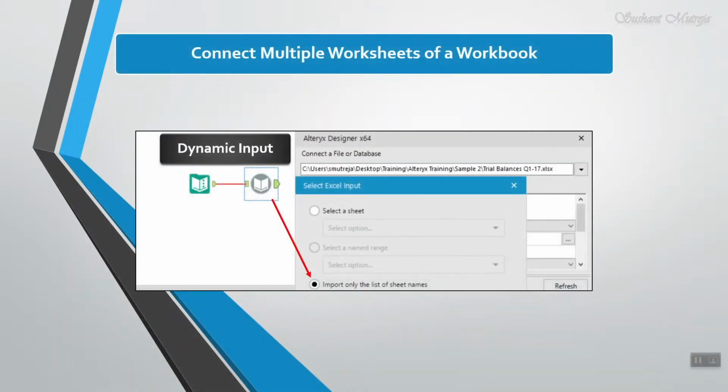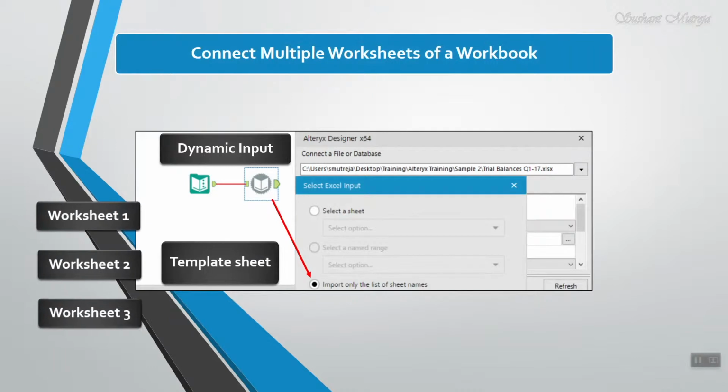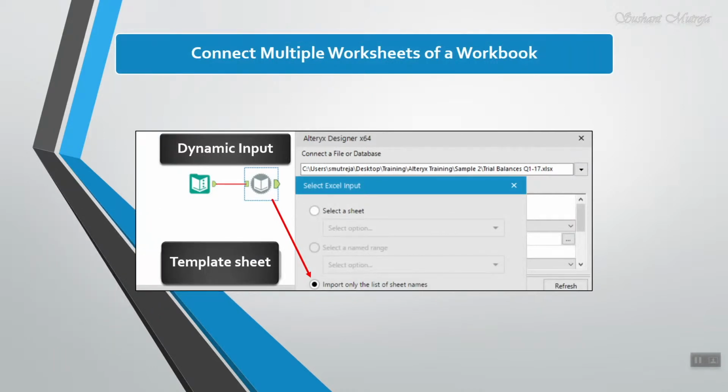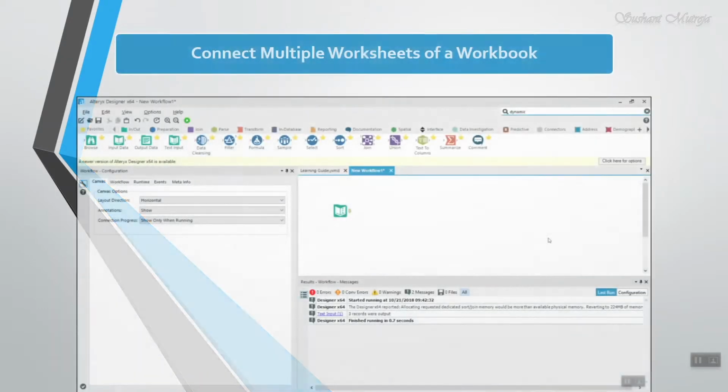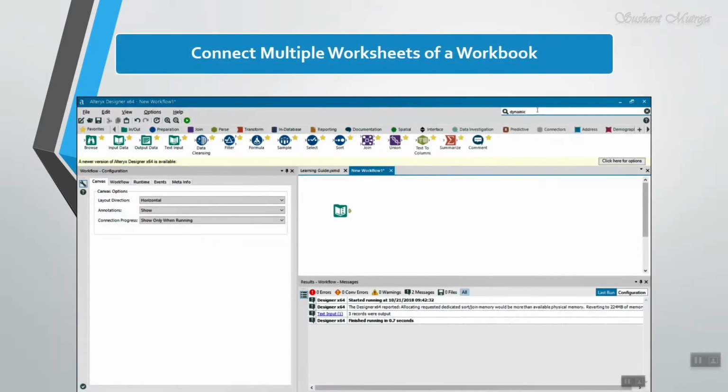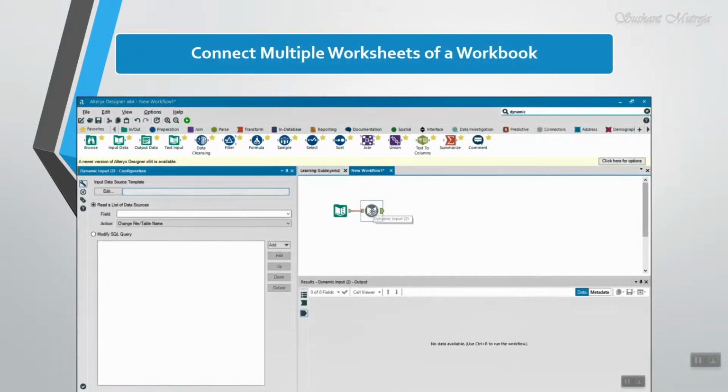Dynamic input tool helps us to input multiple worksheets at once by specifying a template and inputting any number of worksheets that match that template format by reading from a list of data sources. As and when we bring the dynamic input tool after the text input tool, we have a slightly different configuration window when compared with the input tool.